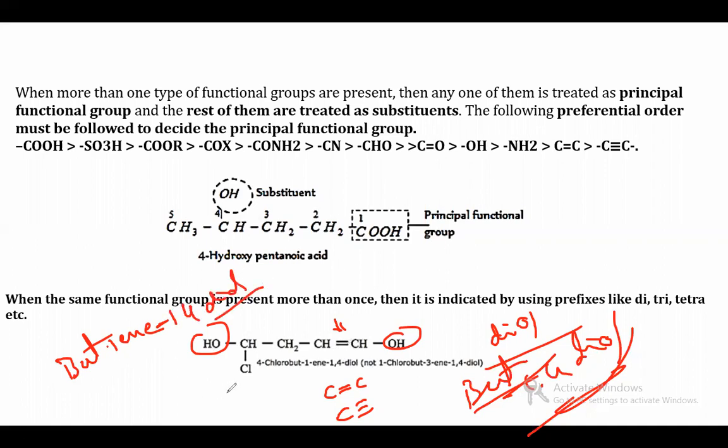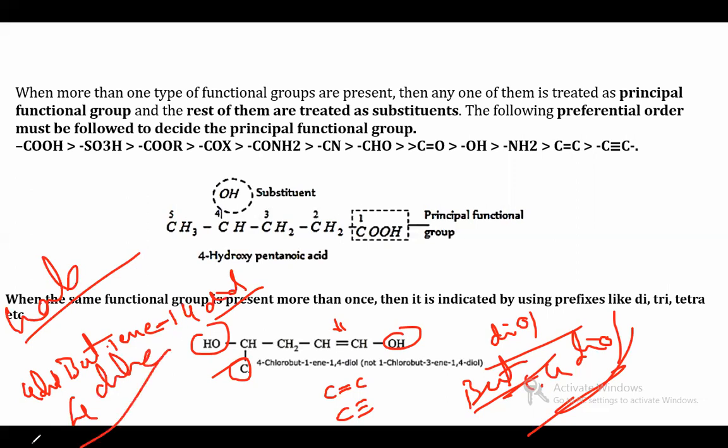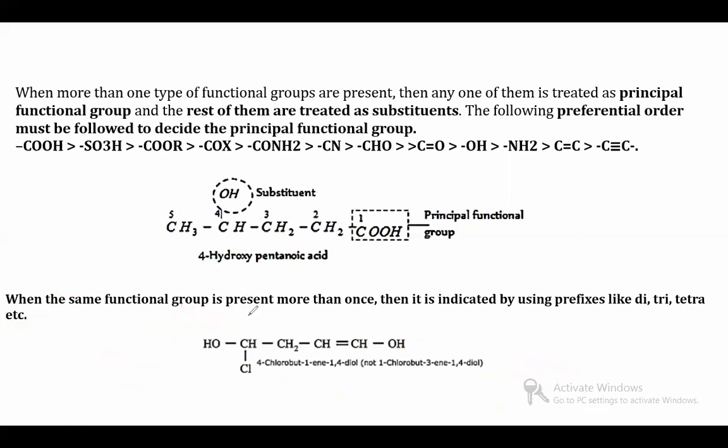Before that, we'll have another substituent: chlorine is there. In which carbon? From this side we have given 1, 2, 3, so this is the fourth carbon. So 4-chloro; halogen is represented as halo. So 4-chlorobut-1-ene-1,4-diol is the proper nomenclature. It should not be numbered from the other side. There is alphabetical order: chlorine will come first, C.